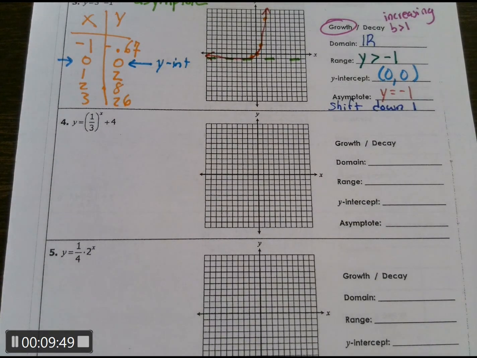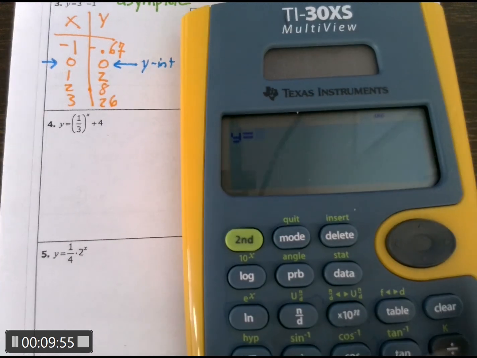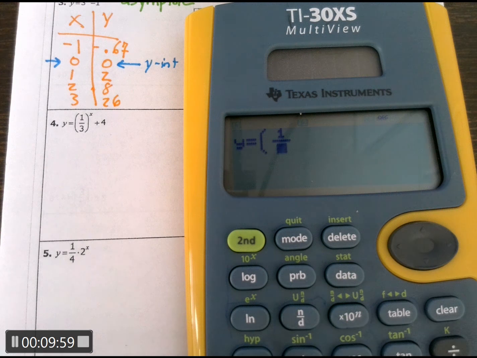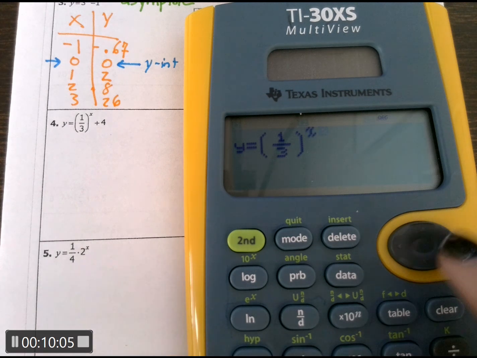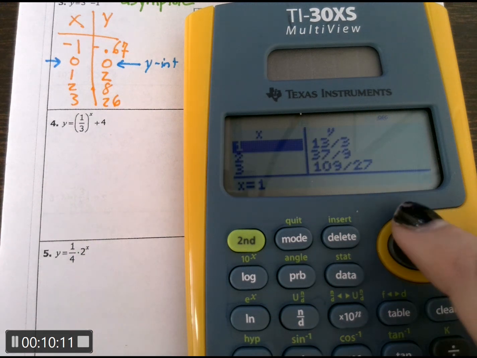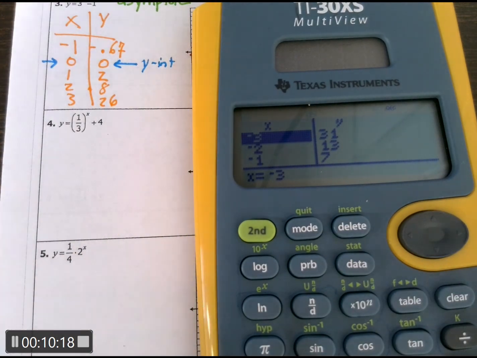Number 4 says y equals 1/3 to the x plus 4. So we're going to type that into our table. Let's press this button first, 1/3 to the x, and then moving it over, plus 4. Press start a whole bunch of times. Oh my goodness, look at these fractions. So I'm going to move up a little bit.